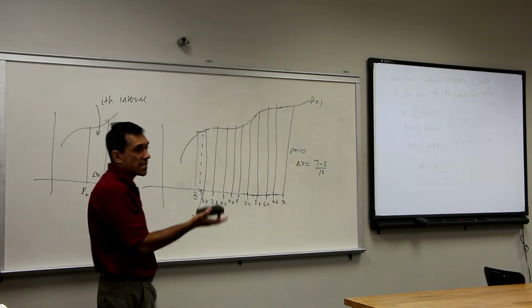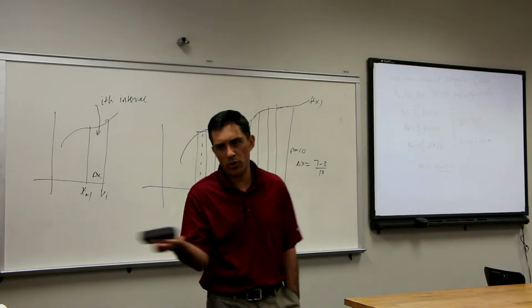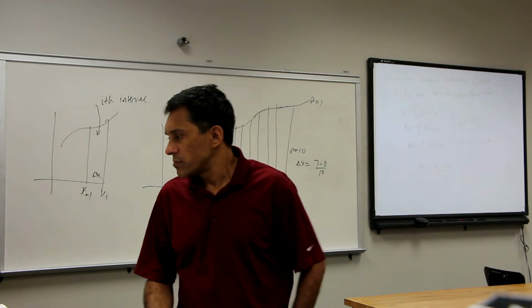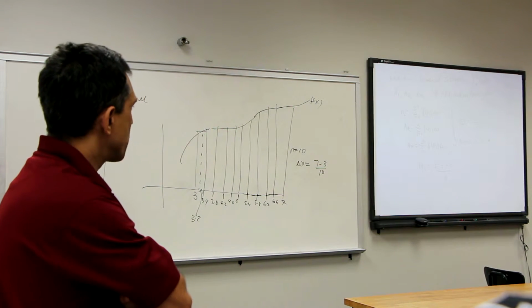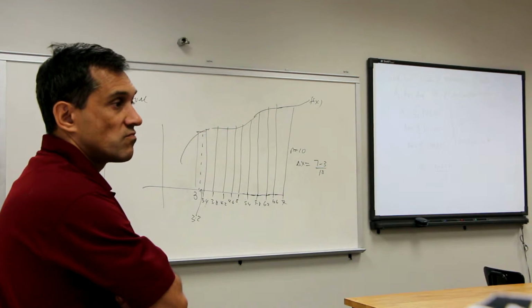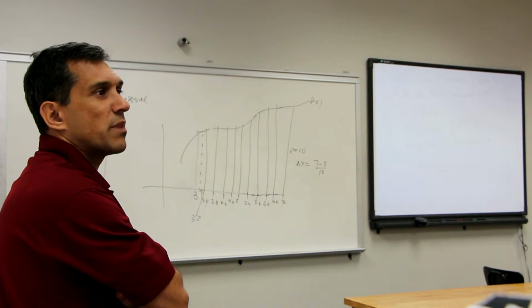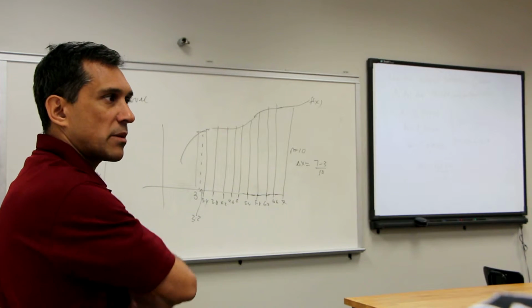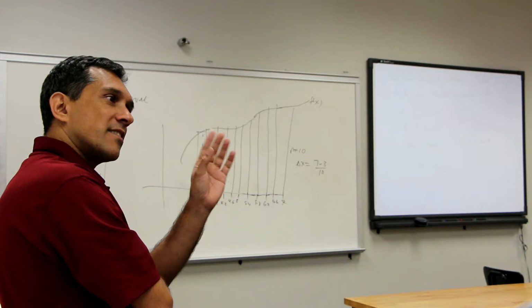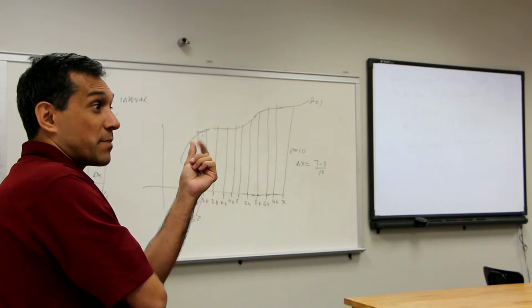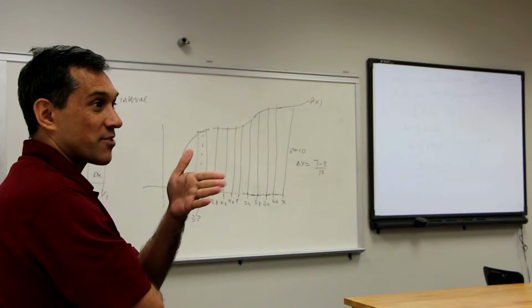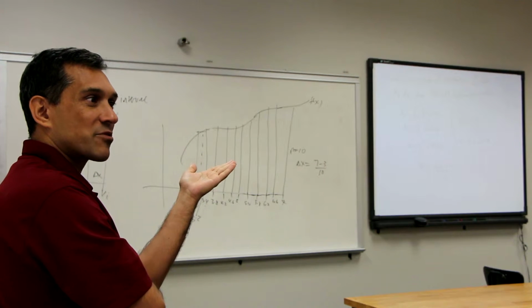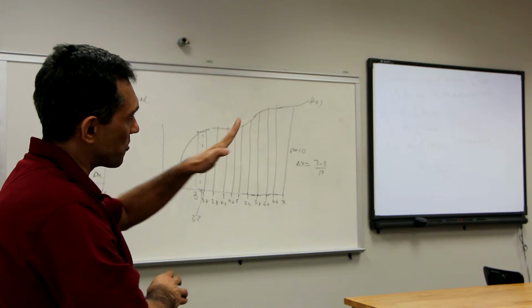Now, these schemes, the left rule, the right rule, the midpoint rule, they have their advantages and disadvantages. Depending on your function, who is to say which one is the best? There may be some functions where the left rule is approximating better than the right rule. There may be some functions where the right rule is approximating better than the left rule. Depends on how your function is changing.